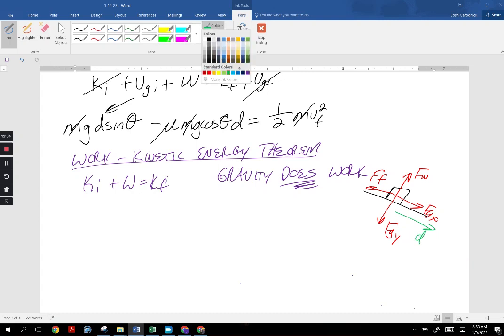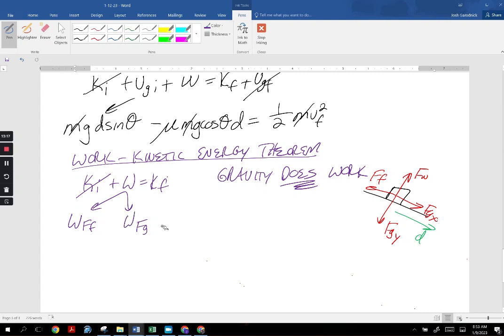This is where it gets funky. Is it moving in the beginning? No. Is it moving in the end? Yes. Are there forces doing work? Yes. Friction. There's the work done by friction, but then there's also the work done by the force of gravity. That should be W, force of gravity. Okay.